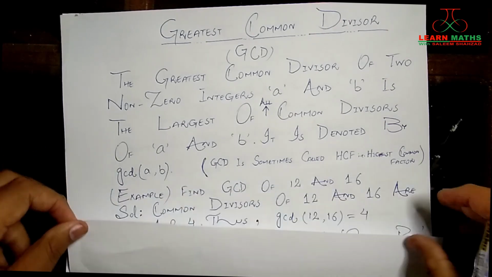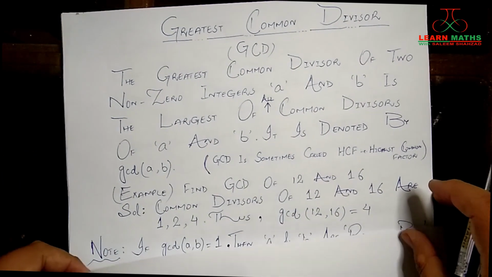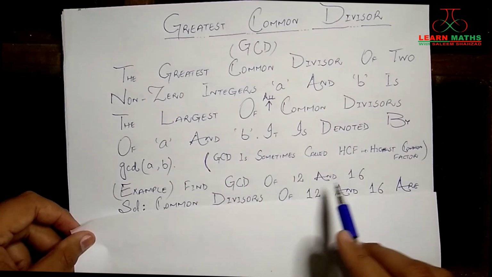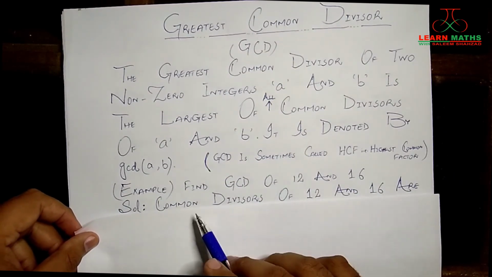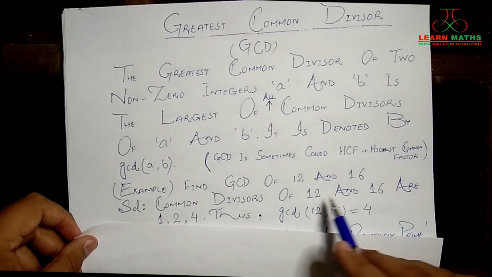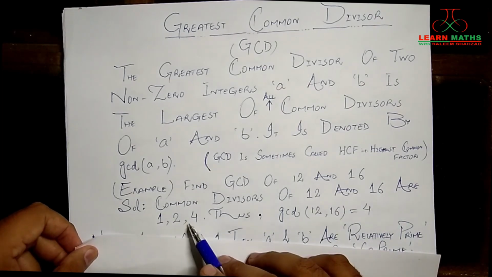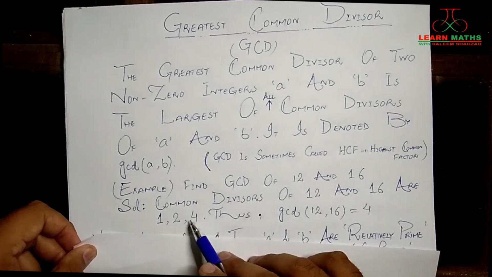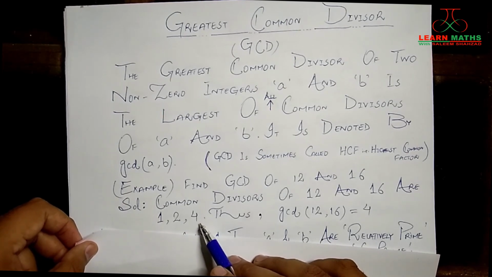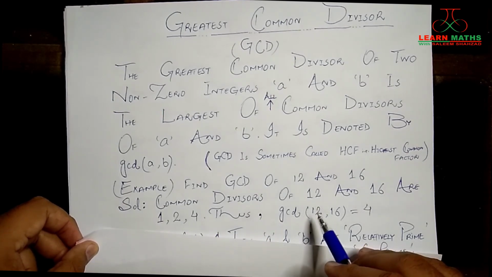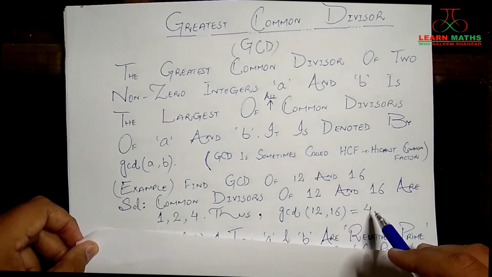Okay, so here we have an example for that. We have been asked to find the GCD of 12 and 16. As we know, the common divisors of 12 and 16 are 1, 2 and 4, and out of these three, 4 is the largest one, so we simply say that the GCD of 12 and 16 is 4.